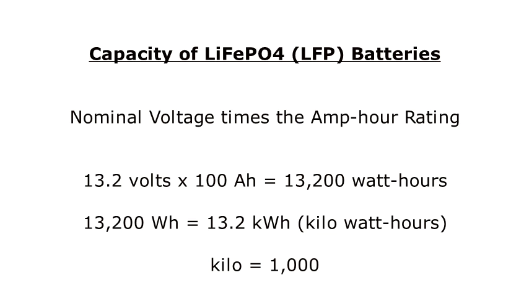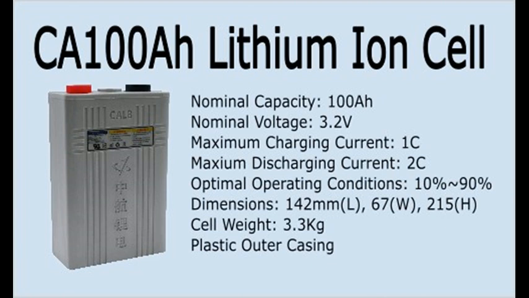So this is a good time to mention the term kilo, which is abbreviated K. It's the Greek prefix meaning 1,000 in the metric system. This prefix multiplies a unit by 1,000. So a kilowatt hour is 1,000 watt hours. Another consideration is the charge and discharge capacities of a battery. So make sure you read all of the information provided with the battery.